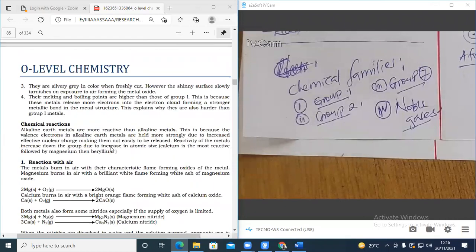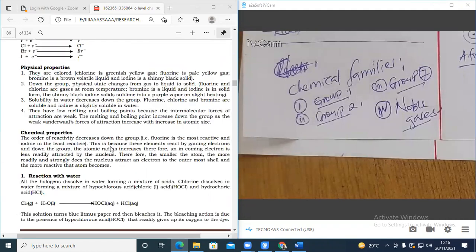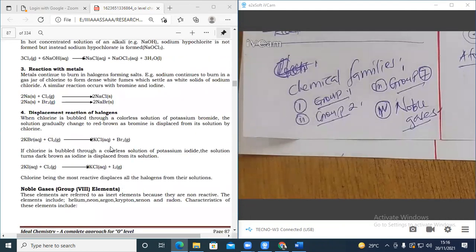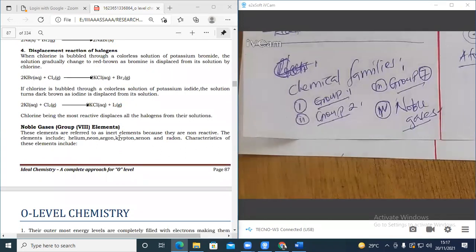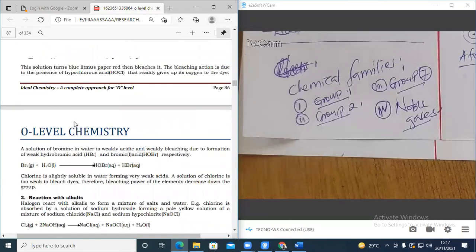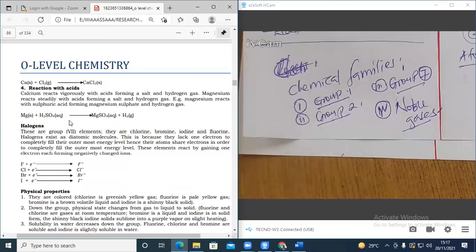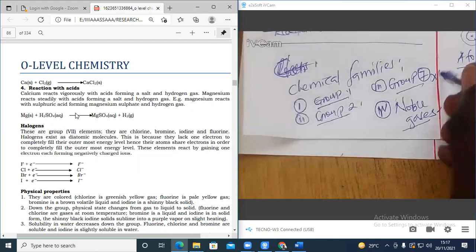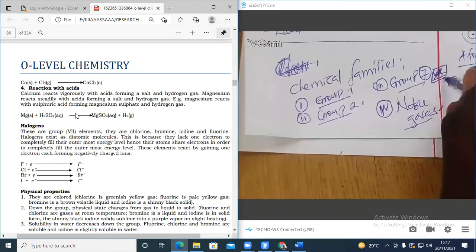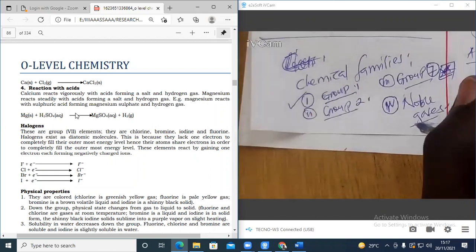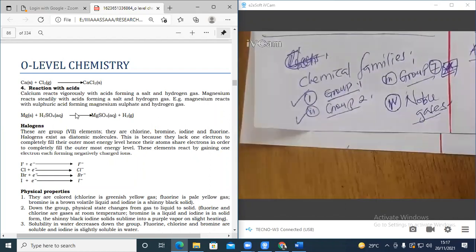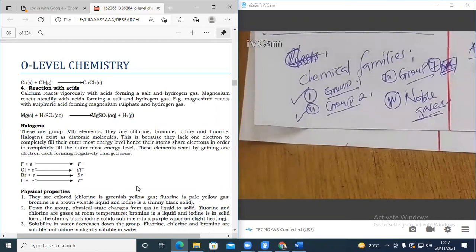Then from there we jump to noble gases, group 8, and then we have halogens. So me, I'm going to talk about halogens. That's group 7. So group 1, 2 people should take over. Group 2, 2 people. And then noble gases, 1 person should talk about noble gases. So those are the 5 people there.